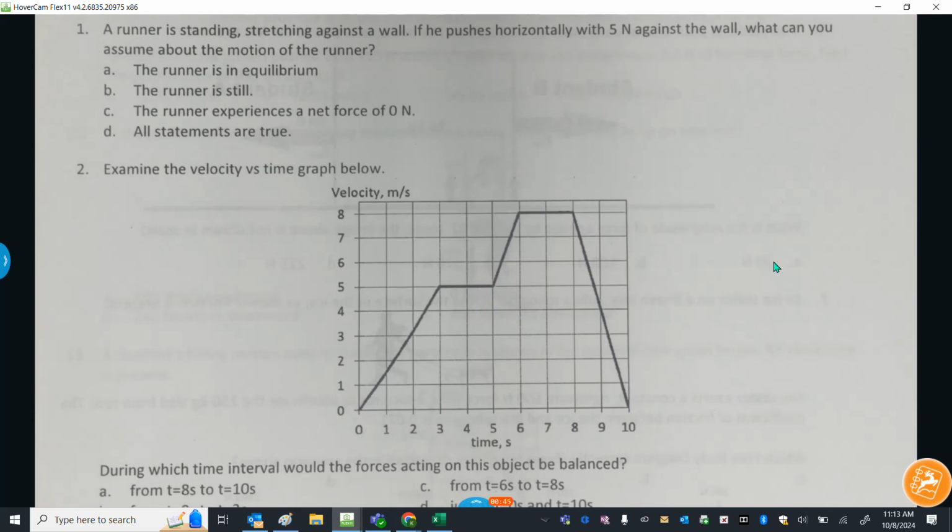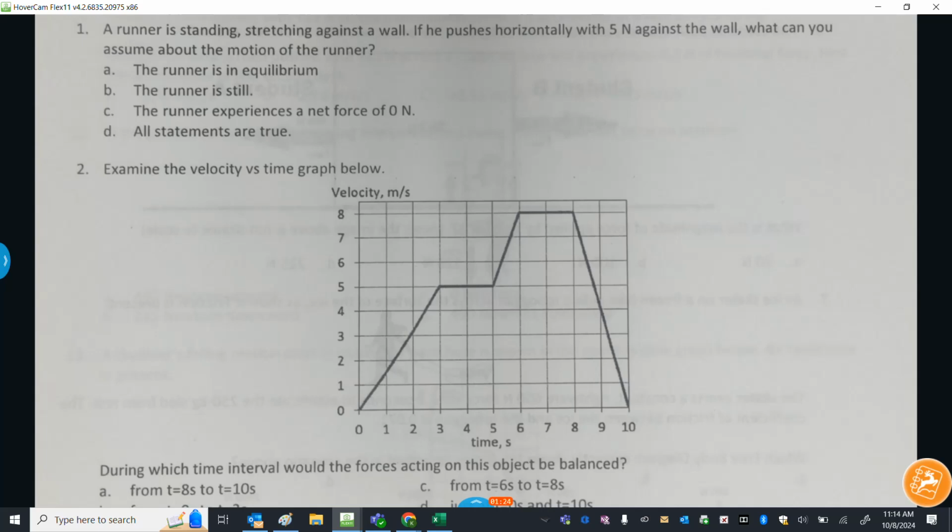So if you look at these options here, the first one says the runner is in equilibrium. Equilibrium is going to apply to a situation where everything is balanced. So it could say balanced forces or something, and that would be similar. But equilibrium means that you have equal and opposite forces and everything's in balance. And that is true. If you're standing, stretching against a wall, your forces would be balanced. You'd push against the wall with 5 newtons, but you'd also have that support force from the wall pushing on you. And so if you were drawing a free body diagram, you'd have those equal and opposite forces.